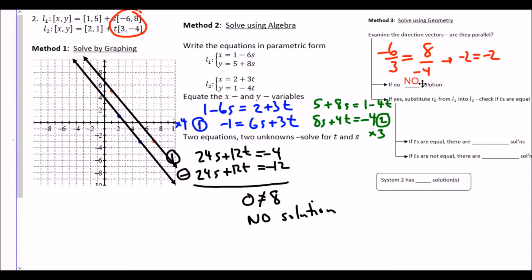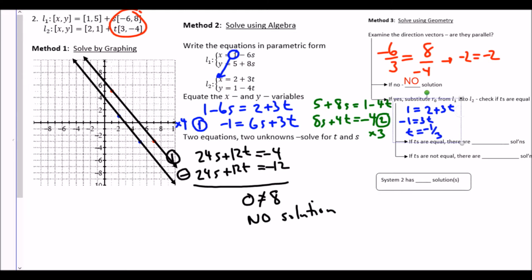If yes, this is a bit different here. I'm going to substitute r naught, the point from equation 1, into equation 2. What do you mean by that, Mr. Wills? Well, I'm going to take my point (1, 5), substituting for x and y. So 1 equals, I took this guy and put it in for the x, so 1 equals 2 plus 3t. Solve for t. Bring this over, so I get negative 1 equals 3t. So t equals negative 1 over 3.